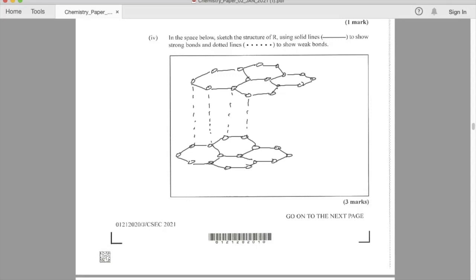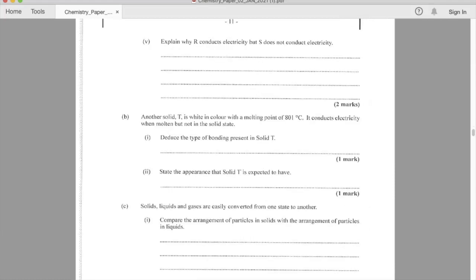So of course, I will give a little key right here to say that each of those little circles represents a carbon atom. Right, you could have drawn it using C and just connect just the same. So, 3 marks. Part 5, explain why R conducts electricity, but S does not conduct electricity.